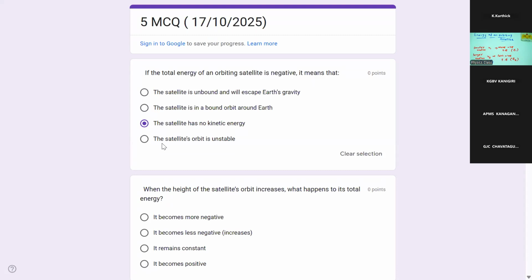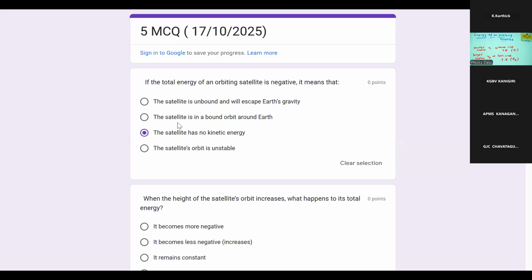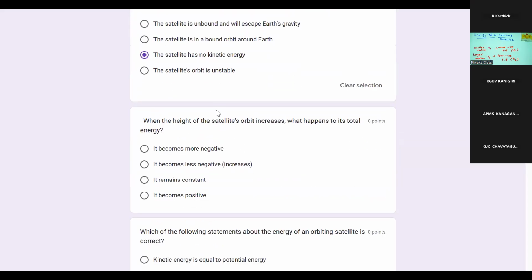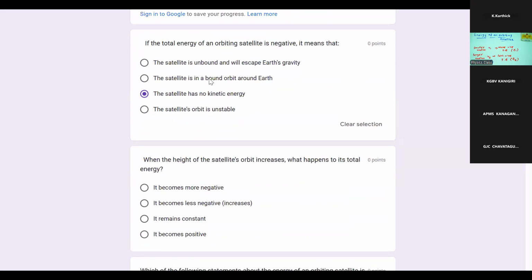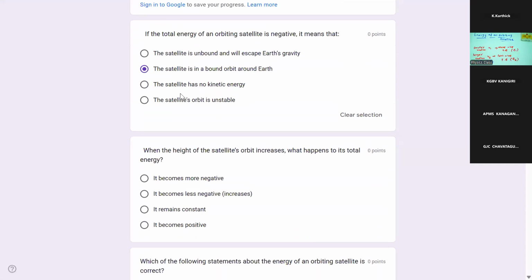Why is total energy always constant? One student asked that. It is the law of conservation of energy. Good question. Now, if the total energy of the orbiting satellite is negative, it means that the satellite is in a bound orbit around the Earth. Very good. Bound to the Earth.